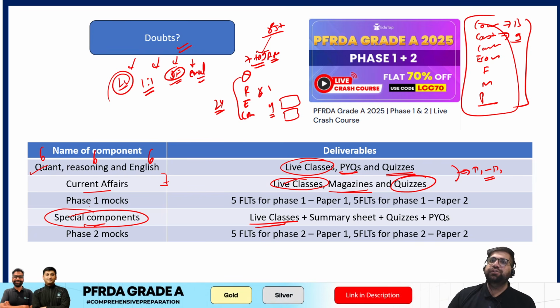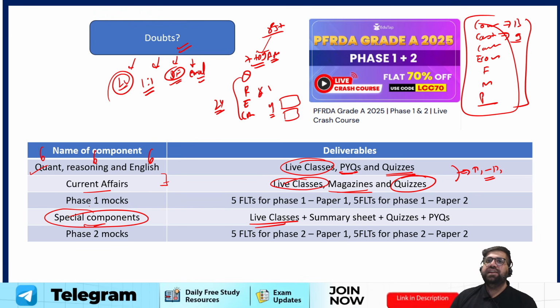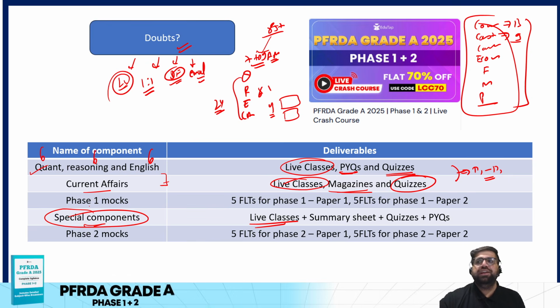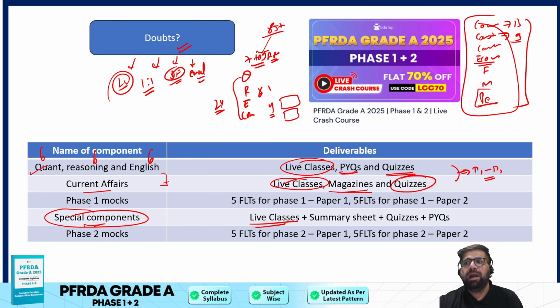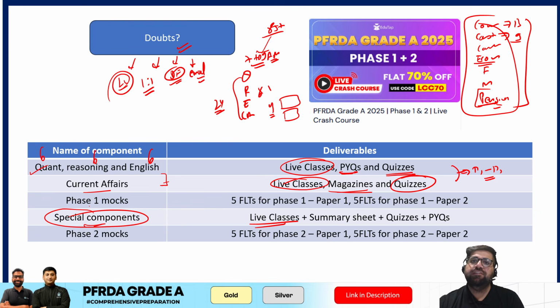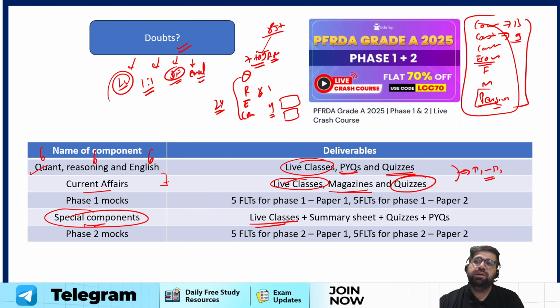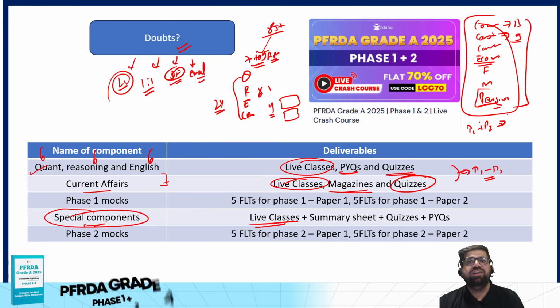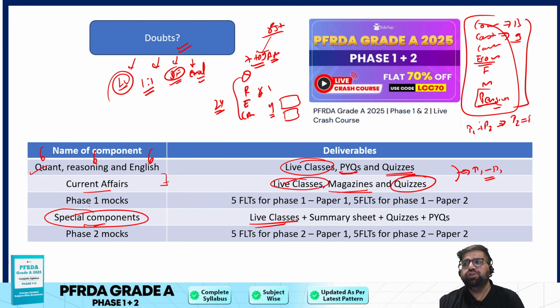Moreover, I will be teaching you some chapters of finance and the entire management part. Jaskaran sir will teach you some part of finance. Kritika ma'am will be looped in to teach you economics, and I will be back to teach you the component of pension. This is how we are comprehensively covering all the 7 special components of your PFRD Grade A Phase 1 Paper 2 and Phase 2 Paper 2, because the syllabus of Phase 1 Paper 2 is the same as Phase 2 Paper 2.